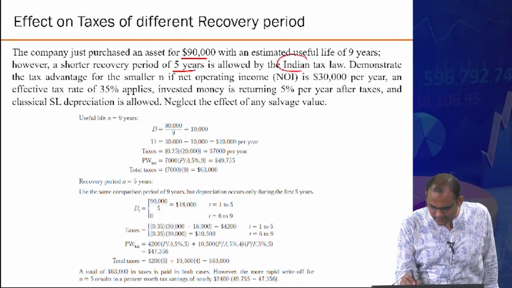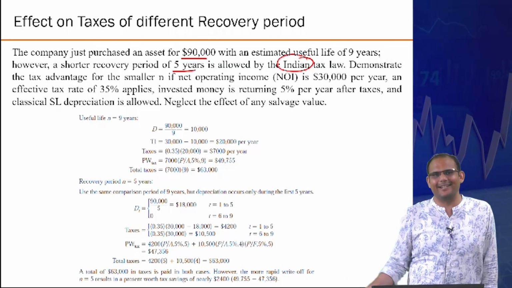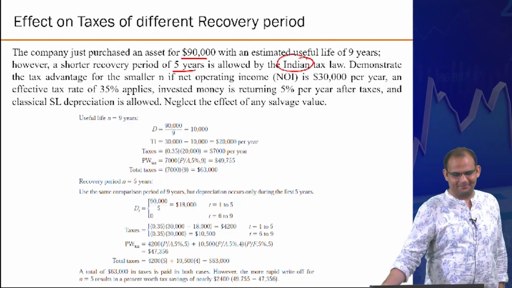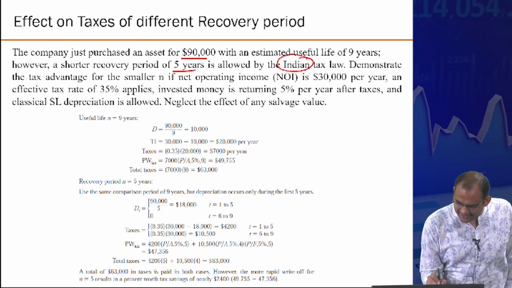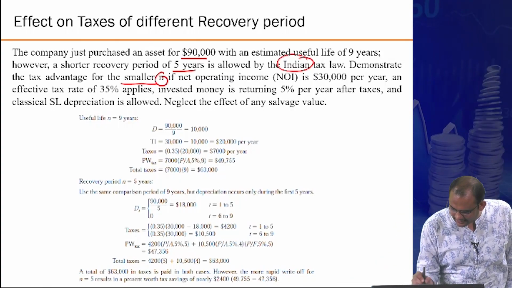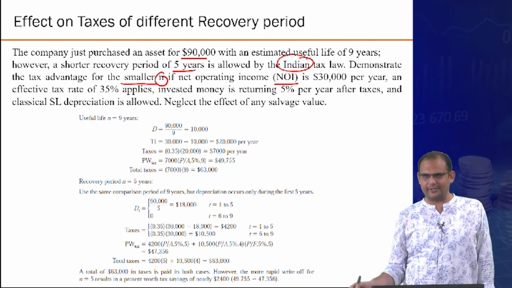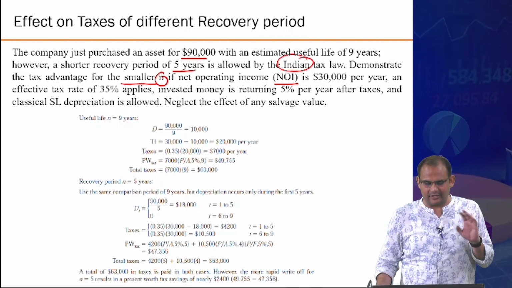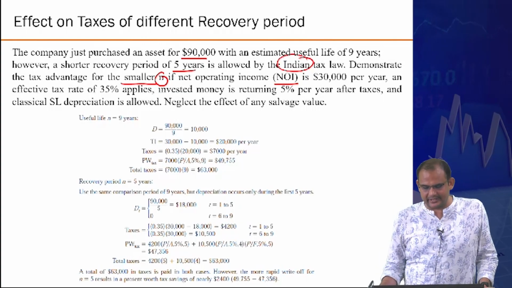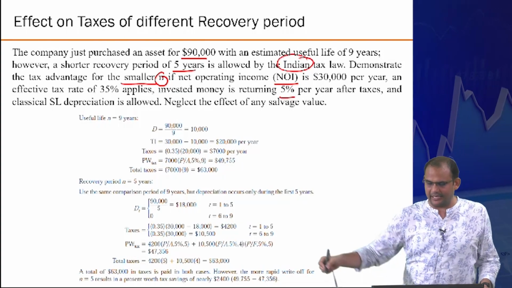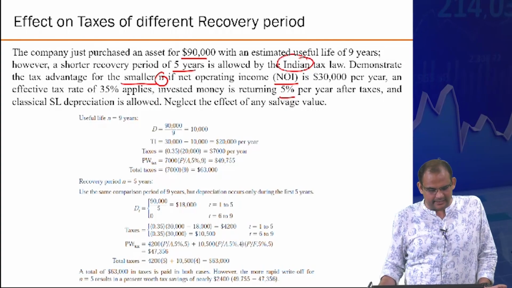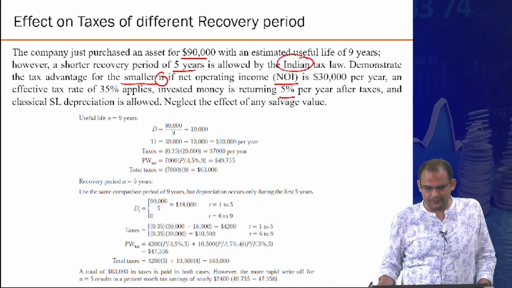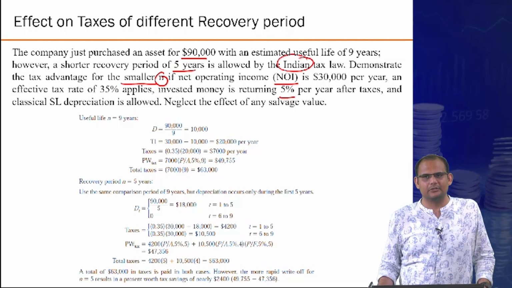I just wanted to change something in the problem statement, but ultimately it's a tax problem. Demonstrate the tax advantage of the smaller n. If net operating income is $30,000 per year, an effective tax rate of 35% applies, and invested money is returning 5% per year after taxes. The classical straight line depreciation is allowed. Neglect any effect of salvage value.